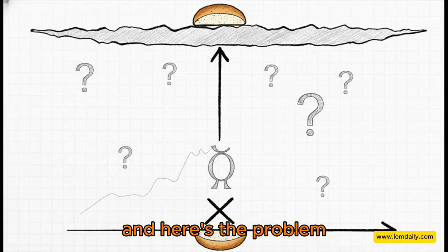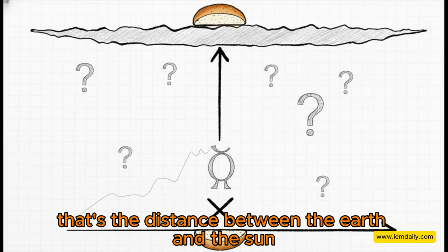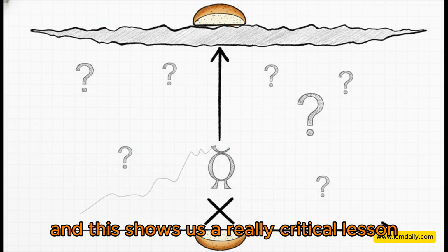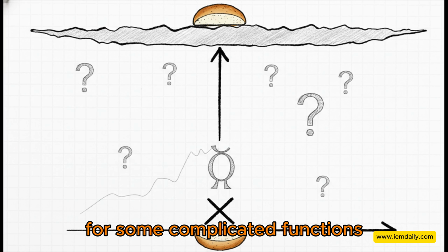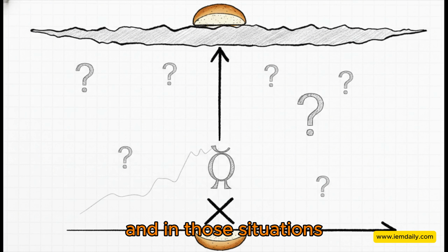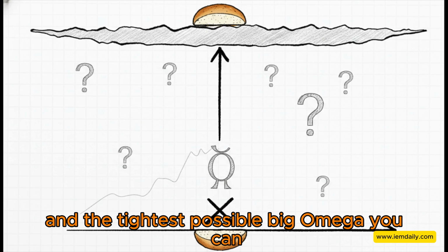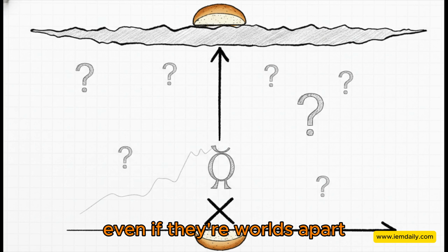And here's the problem. Our ceiling is this astronomical n to the n, and our floor is 1. That's not a sandwich. That's the distance between the Earth and the Sun. The gap is enormous. And this shows us a really critical lesson. For some complicated functions, you just can't find a simple, tight theta bound. And in those situations, the best you can do is find the tightest possible big O and the tightest possible big omega you can, even if they're worlds apart.